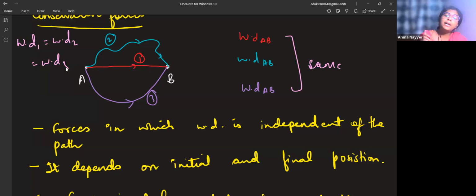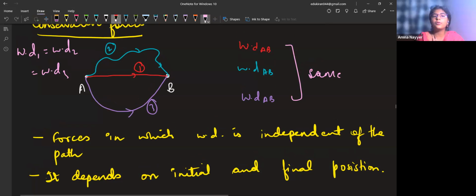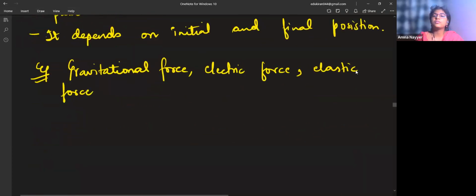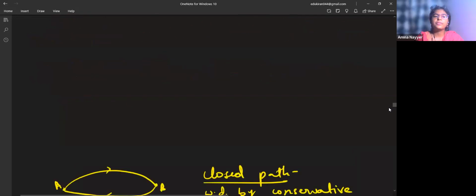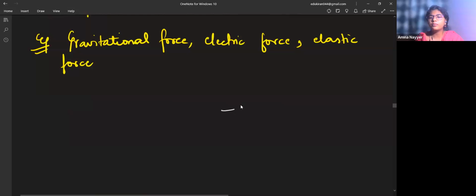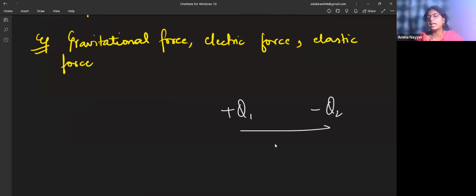Now, if it is independent of the path traveled, then what does it depend upon? It only depends upon your initial and final position. These are your conservative forces, like gravitational force, electric force. These are all conservative forces: gravitational force, electric forces, elastic forces. Whenever you are talking about electric force, one charge is present, another charge is present, and in between, the electric force acts. This is a conservative force.